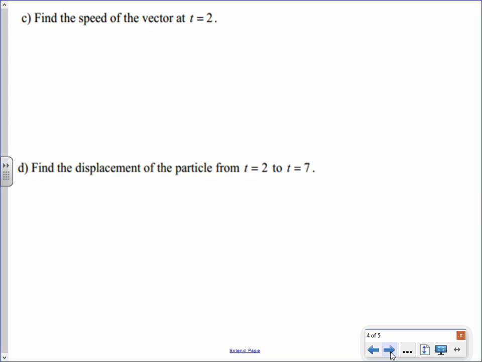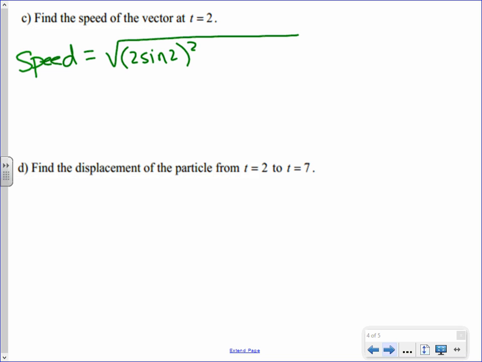Sorry about that. Okay. Part C, find the speed of the vector. Speed means we do what? We take the magnitude of the derivative of the velocity. So dx/dt and dy/dt. We already have those. So our speed is just the square root of dx/dt squared plus dy/dt squared.